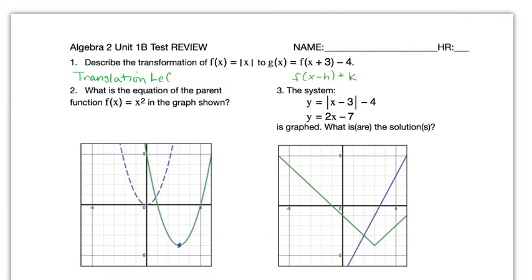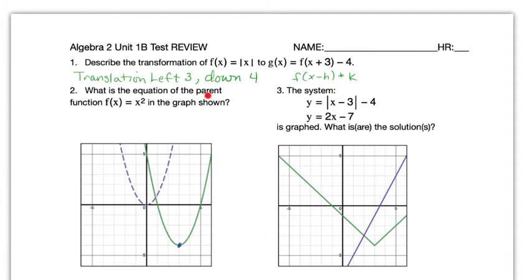Left 3 units. And then on the outside, this is your vertical controller. It just keeps the sign here. So k would be a negative 4, which means down 4. So it went left 3, I didn't write my 3 in here. Left 3 and down 4.